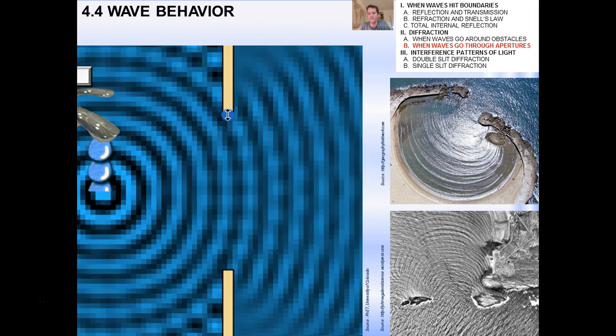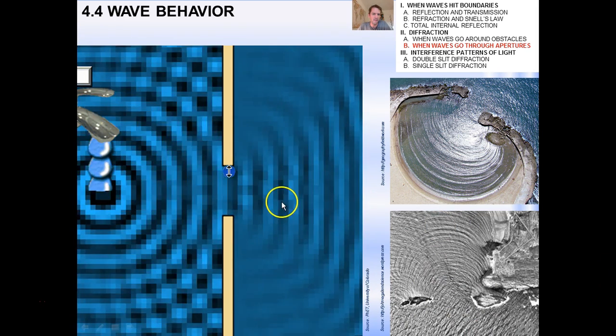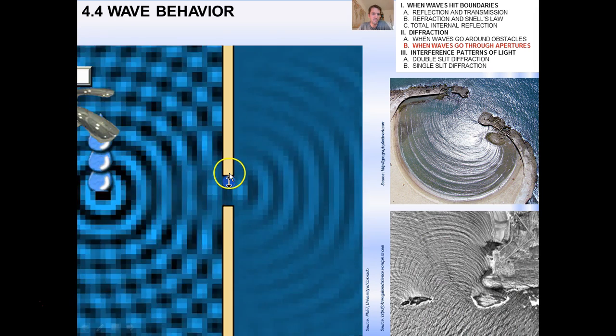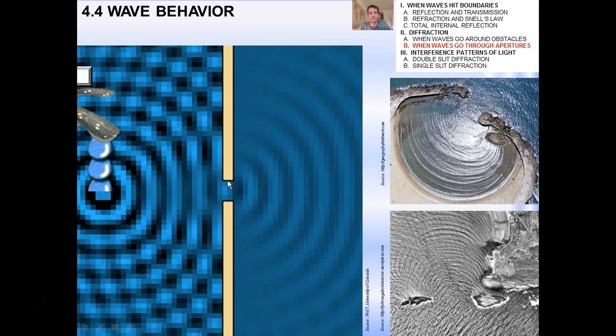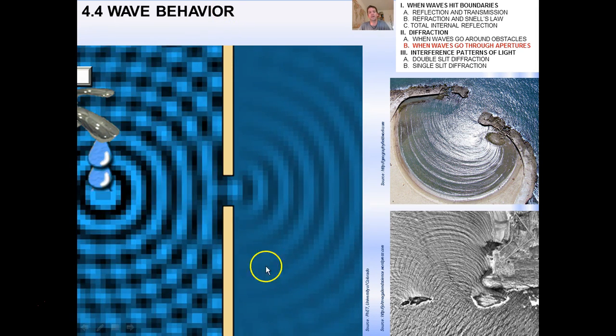You see it everywhere in nature, and again, in the case of going through an aperture, as shown in this little GIF here, the size of the aperture relative to the wavelength makes a really big difference in terms of what happens on the other side.